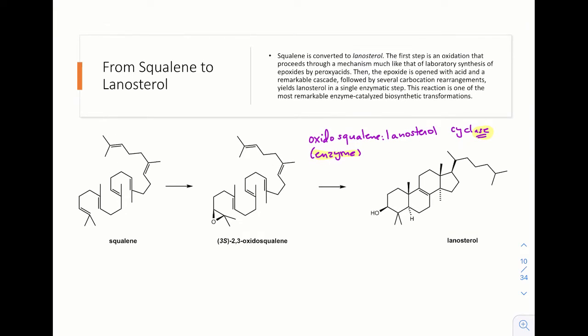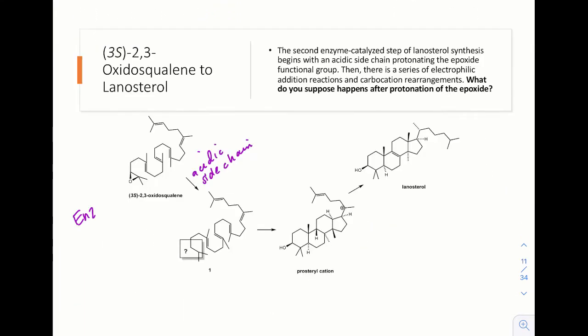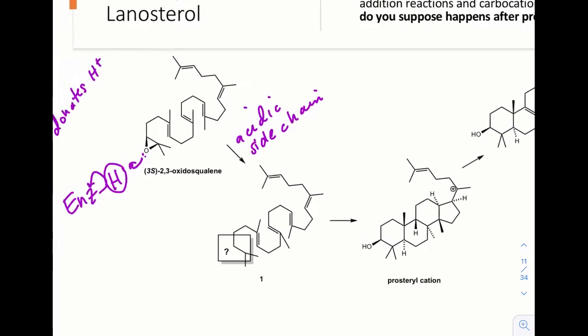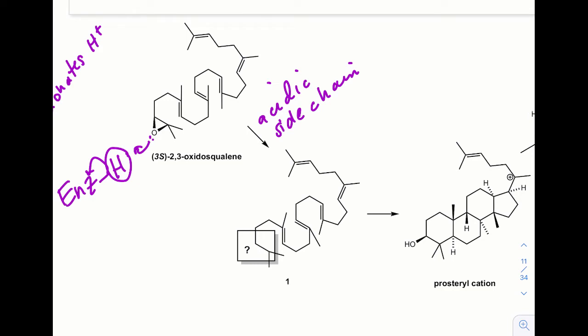Now, the first thing that happens in this enzyme is that an acidic side chain interacts with the epoxide functional group in the 2,3-oxidosqualene. We can represent the enzyme as Ns. Think about an acidic side chain. So acidic means proton donor. That side chain interacts with the epoxide and donates the proton. So what I'd like for you to think about is, what will this molecule look like when the epoxide has been protonated? See if you can draw what belongs in that box.